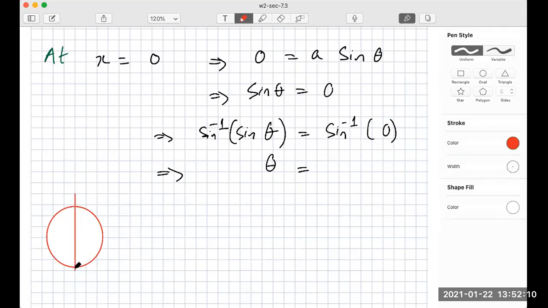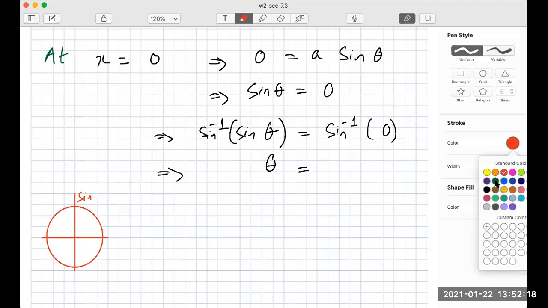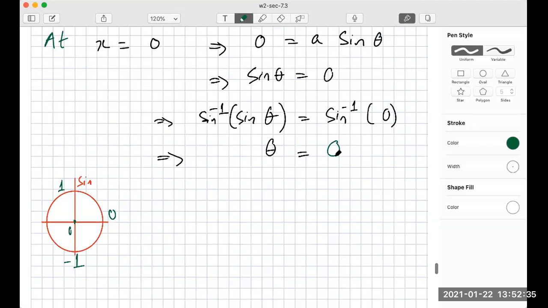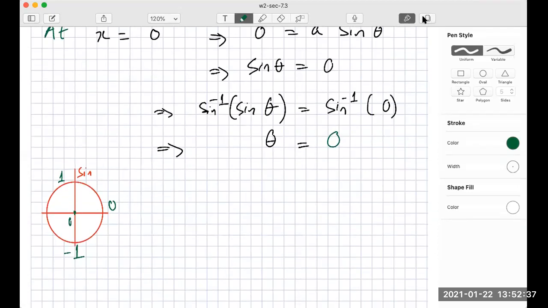This is the sine axis here. And the inverse and the angle 0 will be at this point. Inverse of this gives us, this is 1, this is -1, right? Inverse of 0 right here would be angle 0. The same story, okay?